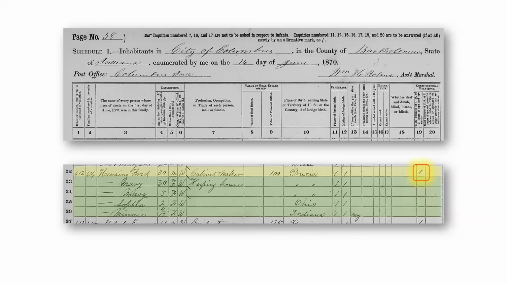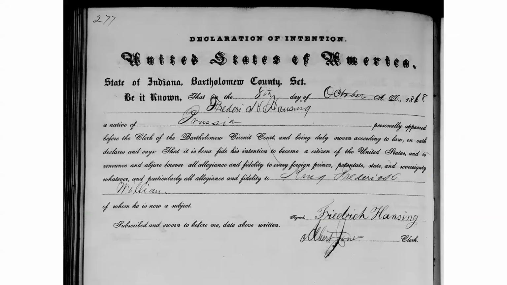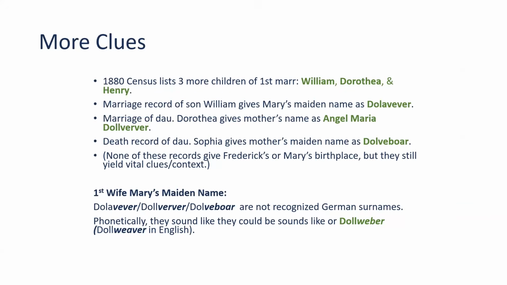But there could be other records of Mary, the daughter, such as a confirmation record. There could be death records for Fred and the wife, Mary. This is the declaration of intent for when Fred became a citizen, and it just says Prussia. From some other research, we find some additional clues.